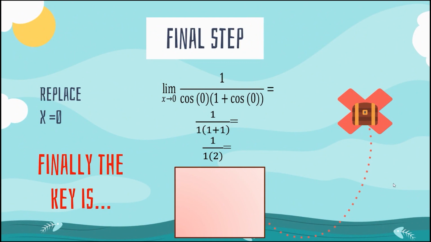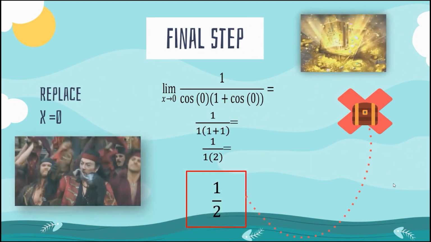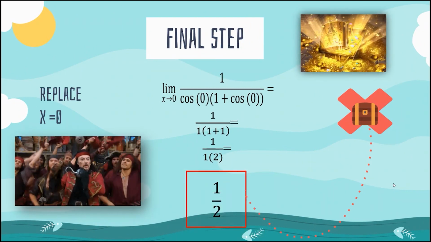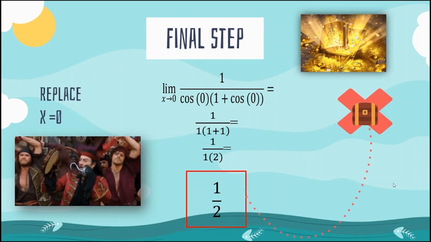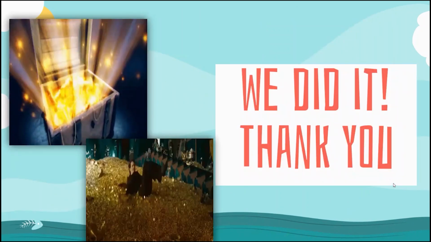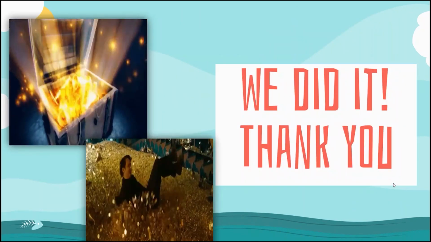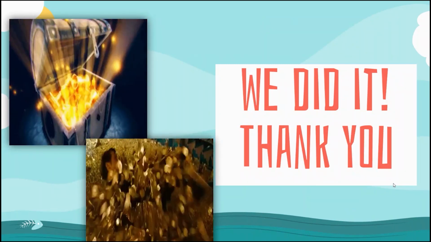We just need to replace the x by 0. The equation that we have right now is 1 divided by cosine of x, parenthesis 1 plus cosine of x. That will actually give us 1 divided by 1, parenthesis 2. Now we have 1 divided by 2. Hooray, my dear parrots! We solved this equation, and for that we have our dear treasure that was lost.